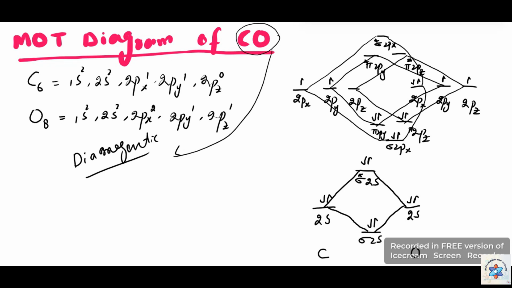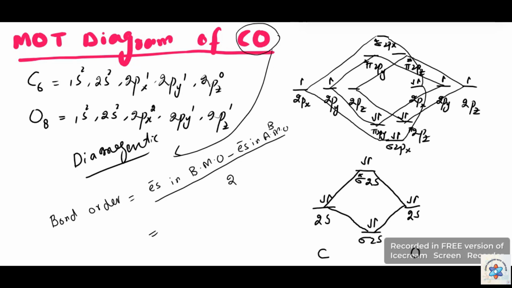Here we will also find out the bond order of this molecule. As we know, the bond order is equal to the electrons in bonding molecular orbitals minus electrons in anti-bonding molecular orbitals, divided by 2. As it is clear from the picture, it has only 6 electrons in its bonding molecular orbitals, and it has no electron in its anti-bonding molecular orbitals. So here we can mention these 2 electrons, 6 electrons in its bonding molecular orbitals, and there is no electron in its anti-bonding molecular orbital. So the answer will be 3. This is the bond order of the carbon monoxide molecule.